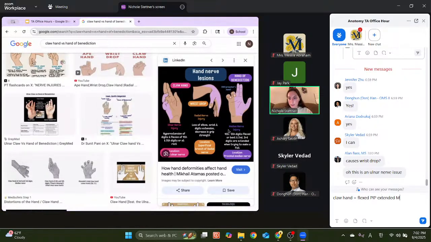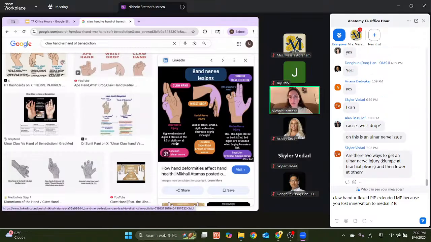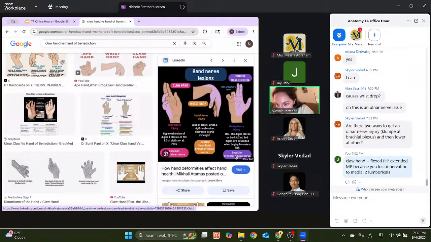Does anyone have any specific questions about that? Because then I would like to move on. Are there two ways to get an ulnar nerve injury? Yeah, you can have multiple impingements. A common one is what they call double crush syndrome.